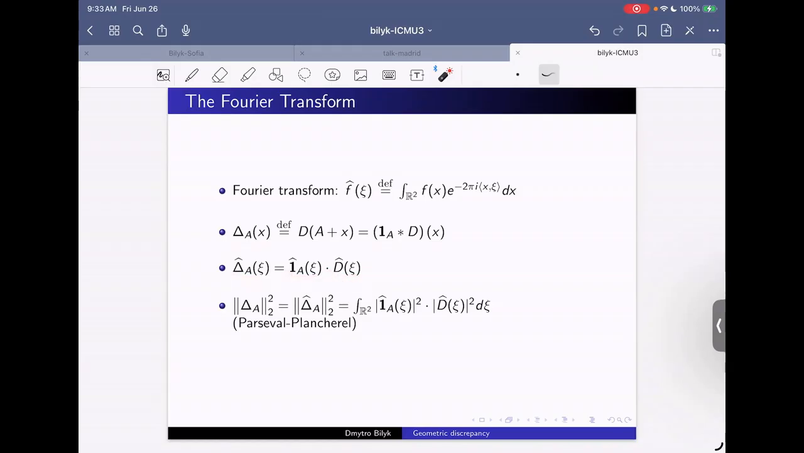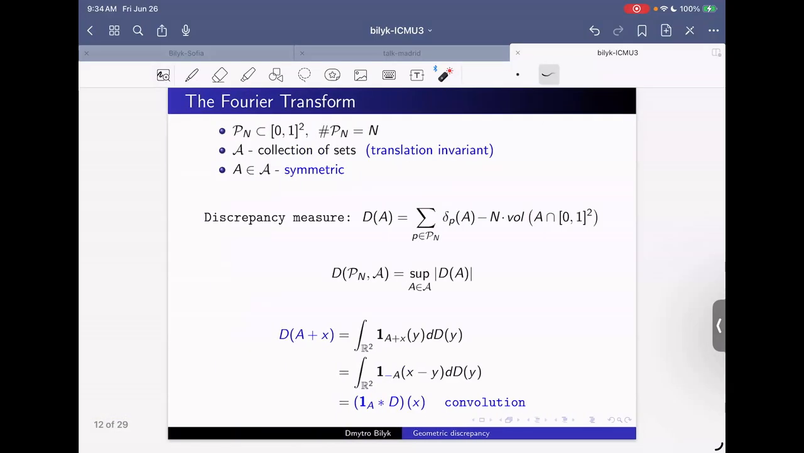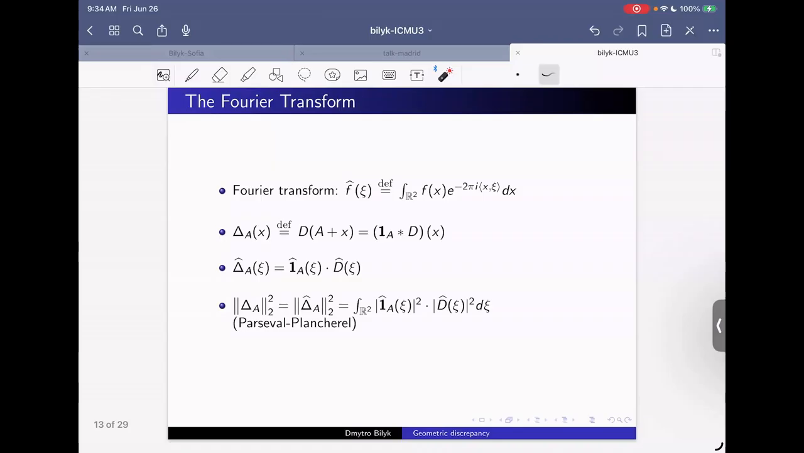And notice one very nice thing that happens here is that now you've completely separated the geometry of your sets. So the set A, the test sets, come up only here, and then your point set. Remember, D is just the measure: the Dirac deltas that depend on your point set minus n times the Lebesgue measure. So this part is the point component, and this part is the geometrical component.